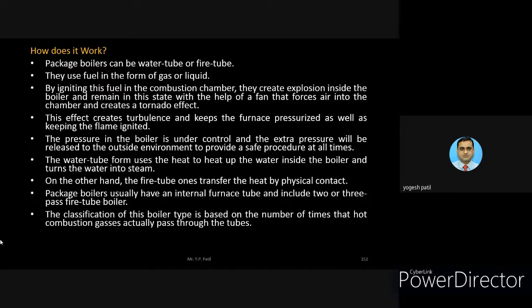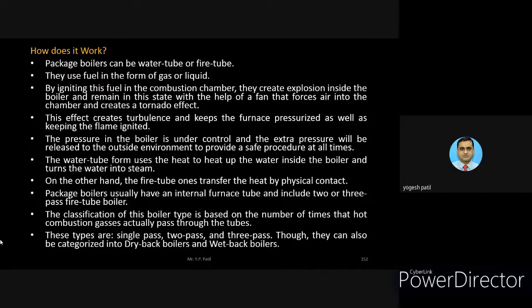The classification of boiler is based on the number of times that the hot combustion gas is actually passed through the tubes. Maybe we can say single pass, 2 pass, 3 pass. They can also be categorized into dry back boiler and wet back boiler. It means in the tubing, once the flow goes from one direction to the other, that is one pass. Again from the second direction to the third direction, means again back, that is called 2 pass, and again from the original direction to the right side direction, that is 3 pass.